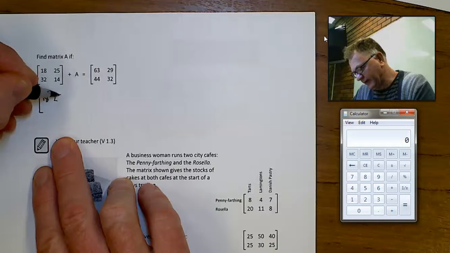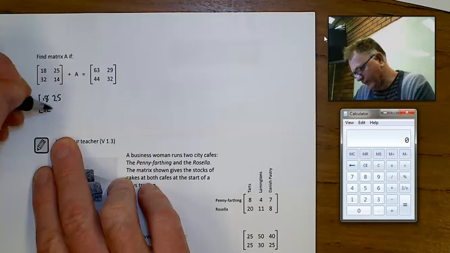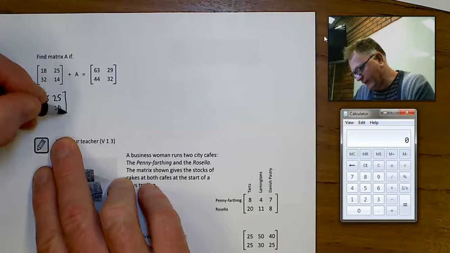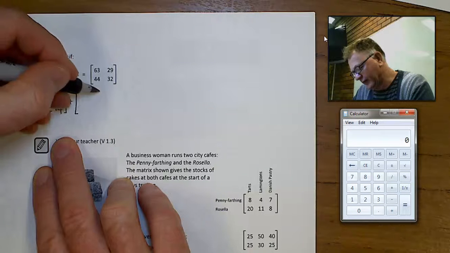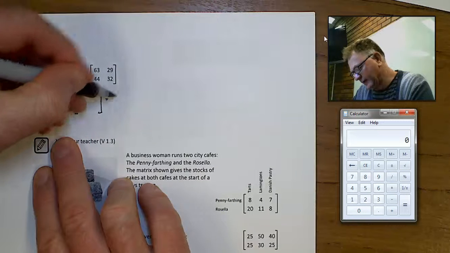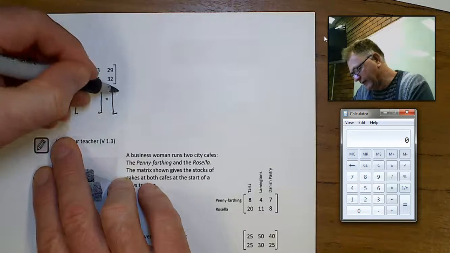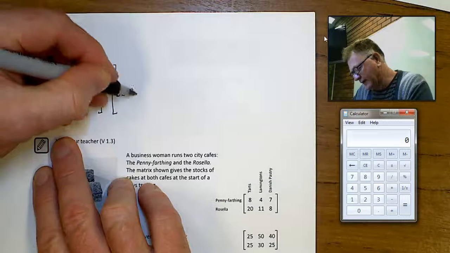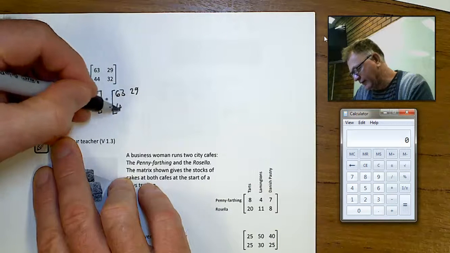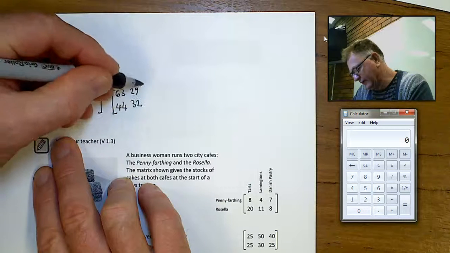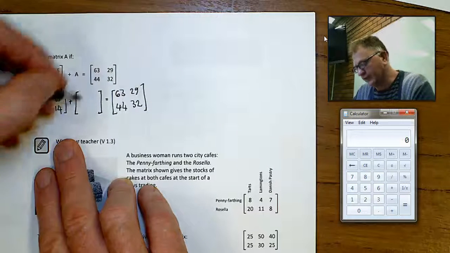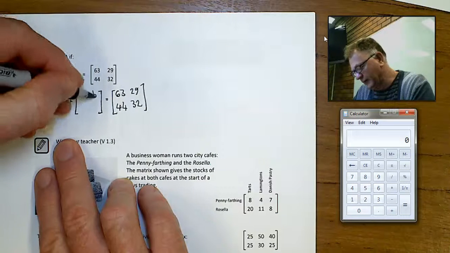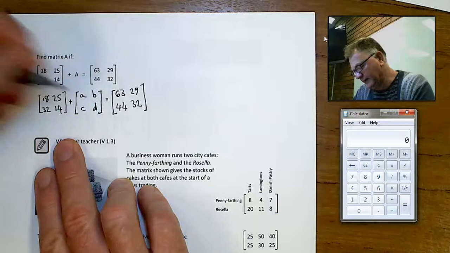We'll have this matrix here, and when you add matrix A onto it, I'll draw a 2 by 2 matrix. It equals the answer 63, 29, 44 and 32 in a matrix. Now this matrix here, A, has got 4 entries, so let's just call them A, B, C and D.